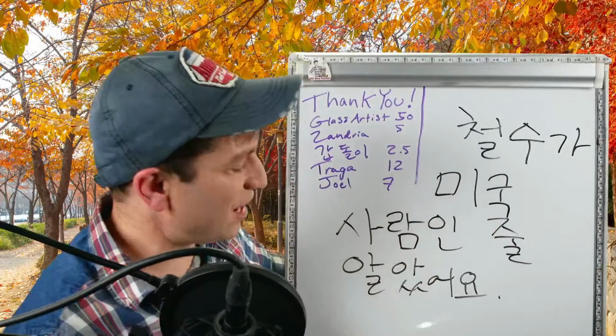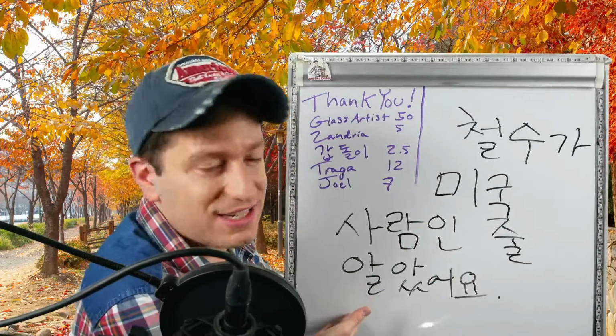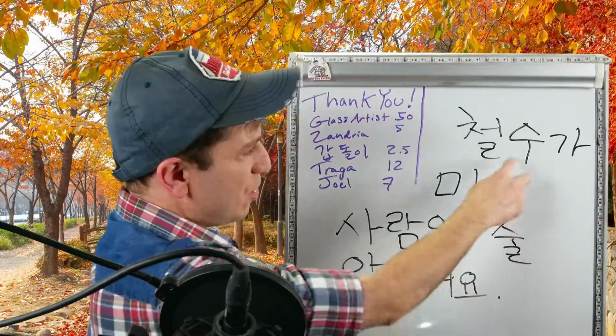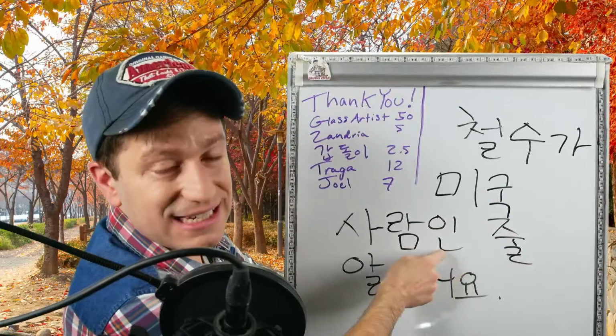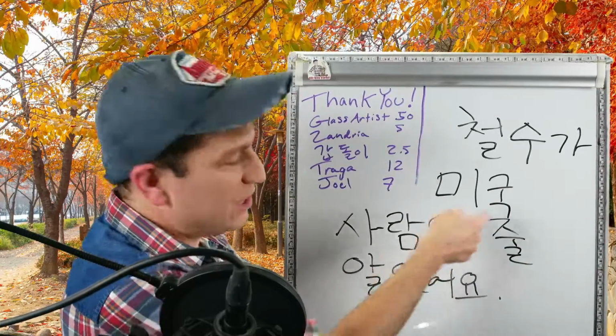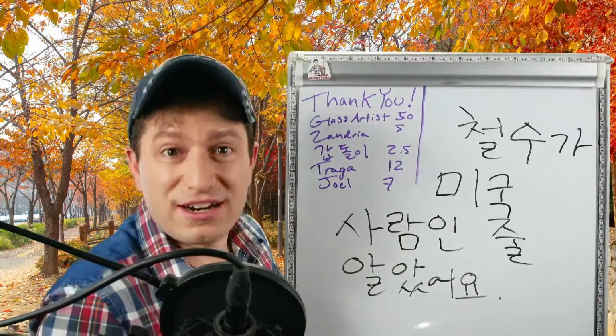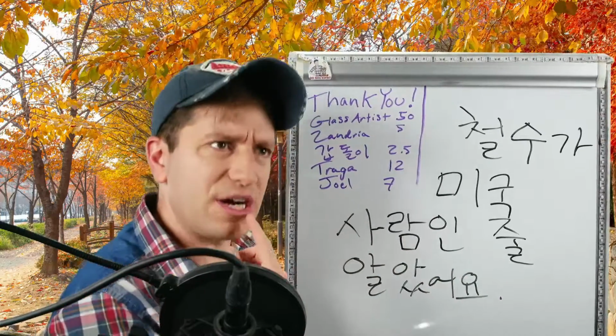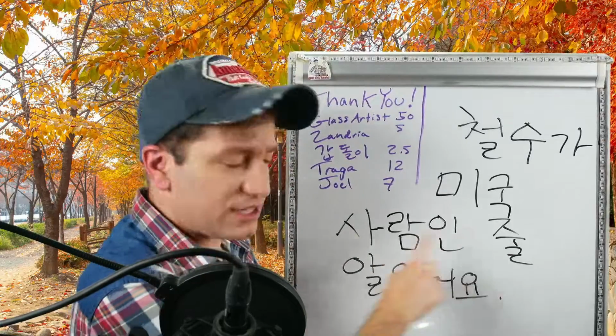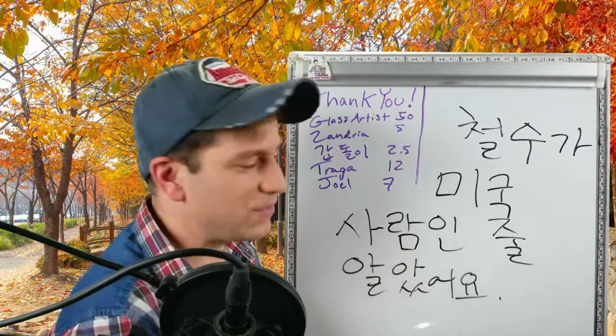철수가 미국 사람인 줄 알았어요. I thought, or I knew, that 철수 is, 이다, in present tense, is 미국 사람, American person. So I thought that 철수 is an American. Oh, I thought that he's American. He's Korean? 미국 사람인 줄 알았어요. I thought he was an American.